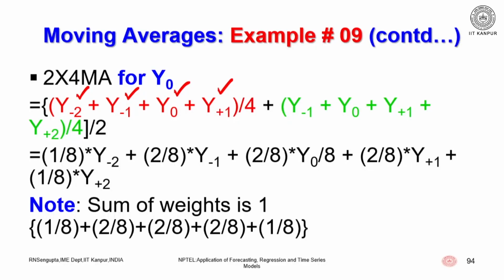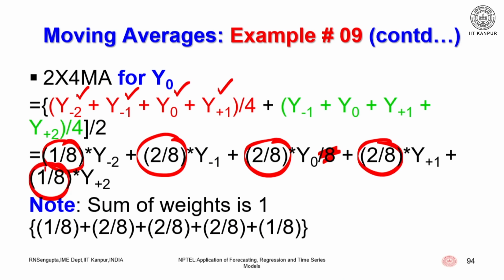Hence, y suffix minus 2 is taken out of the picture, y suffix minus 1 remains, y naught obviously remains, y plus 1 remains, and the new entrant is y suffix 2. So, you give equal weightages. When you combine them, the denominator is now 8, because you have taken 2 cross 4. The weightage for y minus 2 is 1/8. The weightage for y minus 1 is 2/8, for y naught it is 2/8, for y plus 1 it is 2/8, and finally the weightage of y plus 2 is 1/8. If you sum up all the weightages, they add up to 1, as they should.